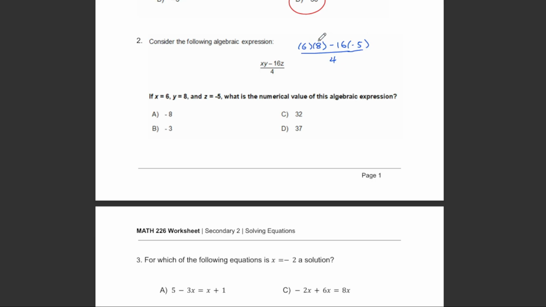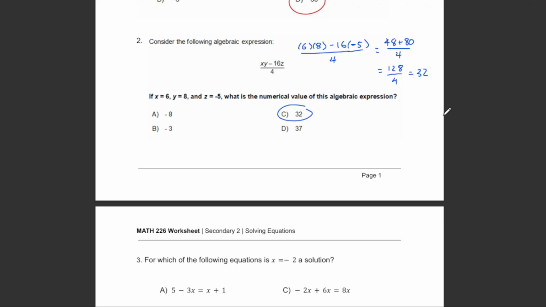Now 6 times 8 is just going to be equal to 48. Now I have -16 times -5. Let's draw that a little nicer. I've got the multiplication of 2 negatives, so that's going to turn into a positive, and 16 times 5 is just 80. And now I'm going to divide by 4 again. So 48 plus 80 is 128, divided by 4, which comes out to 32. Your answer for this one is going to be C.